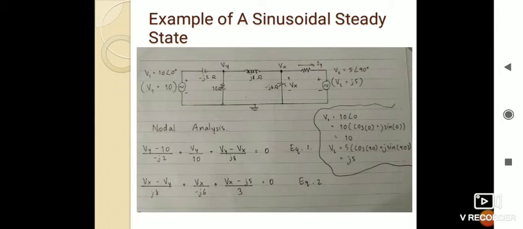V1 is equal to 10, and the phase shift is 0. We can write it down as 10 times cosine of 0 plus j sine of 0, which is equal to 10. And for V2, it is 5 times cosine of 90 degrees plus j sine of 90 degrees, which is 5j. So that's how I get it, just converting from the polar form.